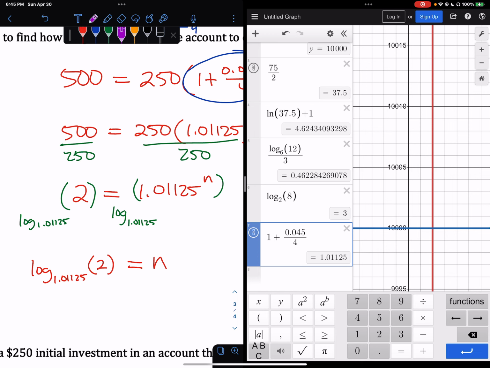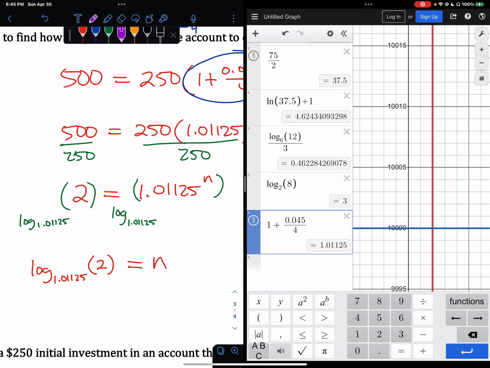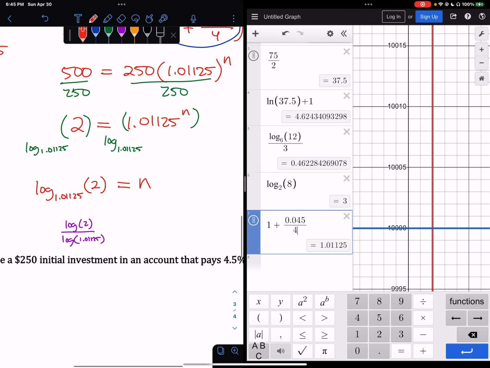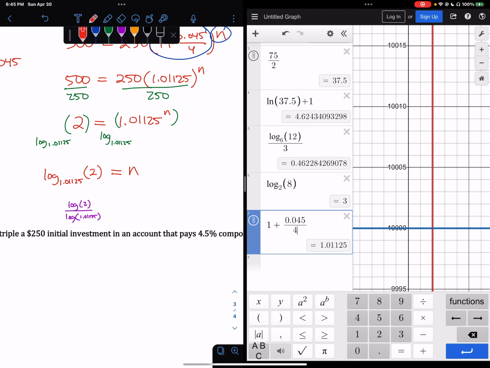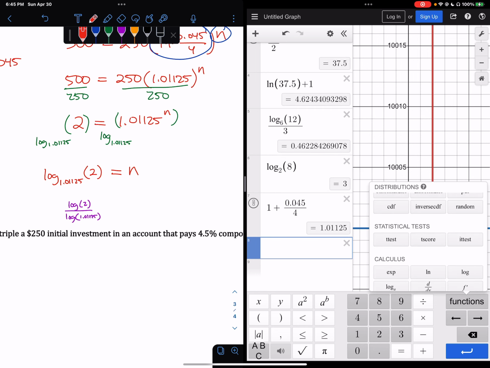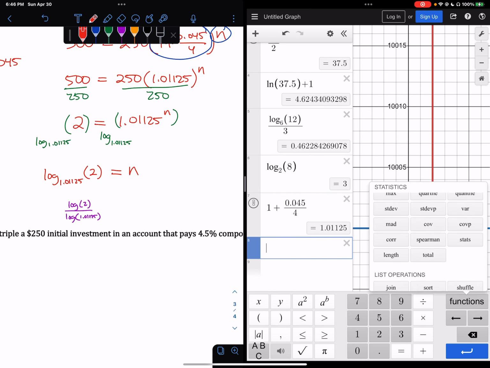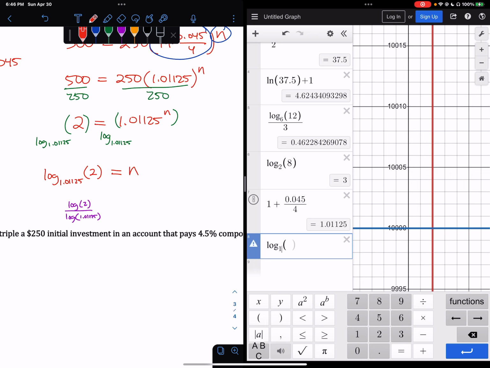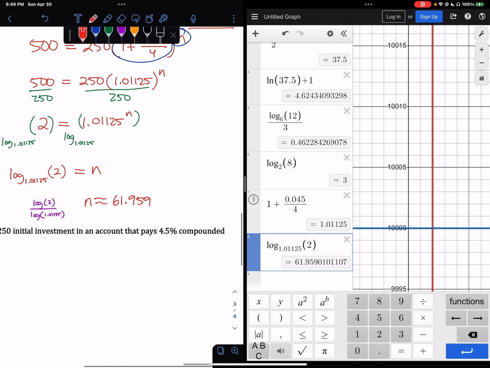Because of the graphing calculator capabilities, we can actually just put that into Desmos. If we didn't, we would need to convert that to log of 2 over log of 1.01125. So just 2 different ways you can go about finding this answer, depending on what access to a calculator you have. For us, we're just going to go ahead and put this one in since we can. And so we're going to find that log with a base 1.01125 of 2 is approximately 61.959. And remember, these are quarters.